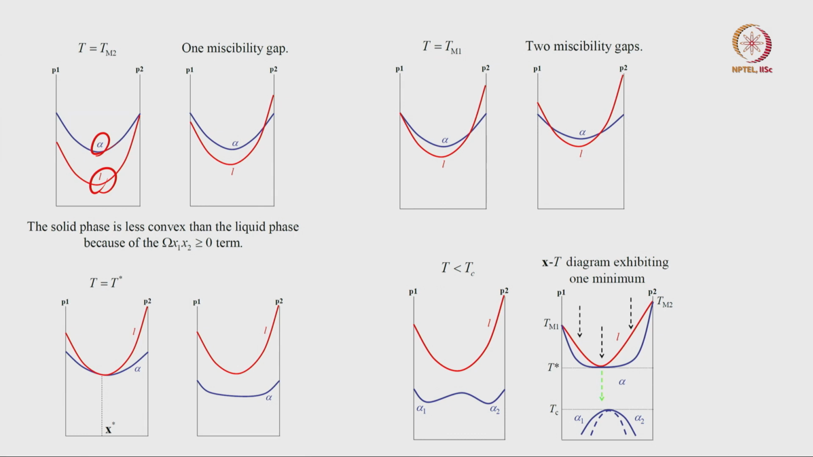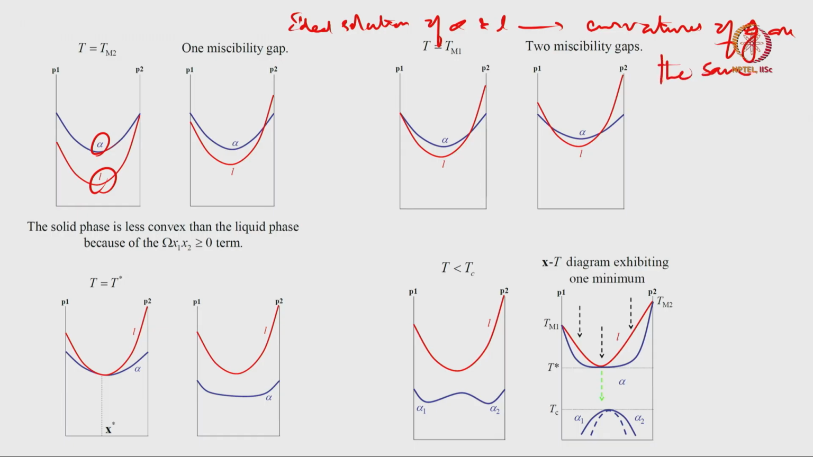Now the only difference between an ideal solution and a regular solution is, in an ideal solution, the curvatures of delta G of alpha and liquid are the same. They may be tilted a bit, so one is tilted this way, the other one is tilted this way, but the curvatures are the same. This is alpha, this is liquid, but curvatures are the same at any temperature.